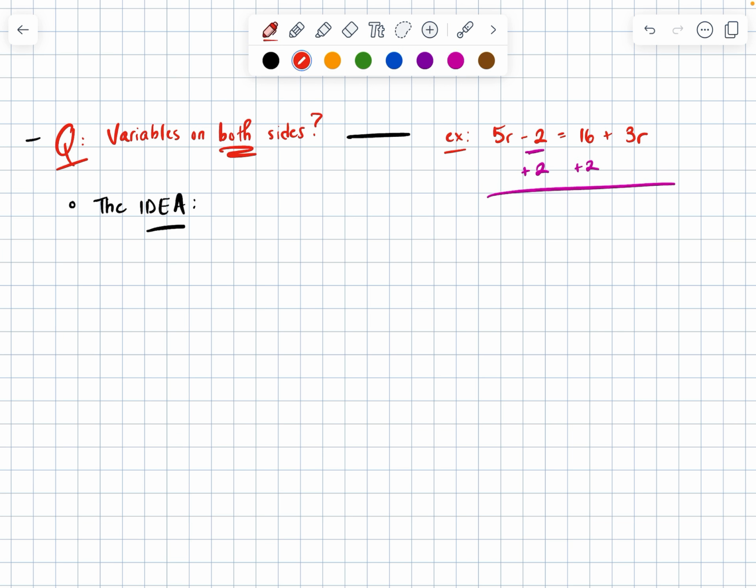So let's add 2 to both sides here. And in this case, I should know what happens. My inverse operations, these friends undo each other. I'm left with 5r on the left, and then 16 plus 2 is 18, plus that 3r on the right.